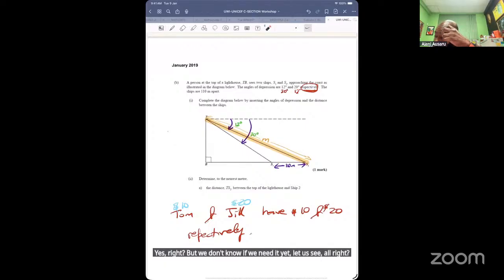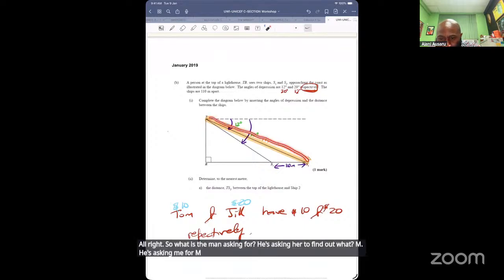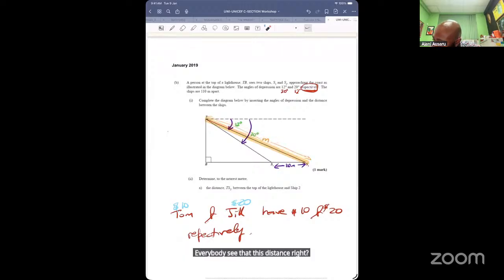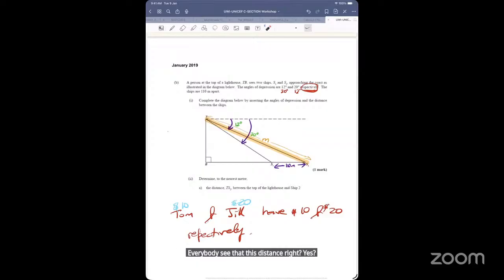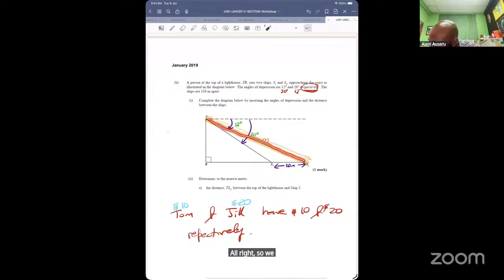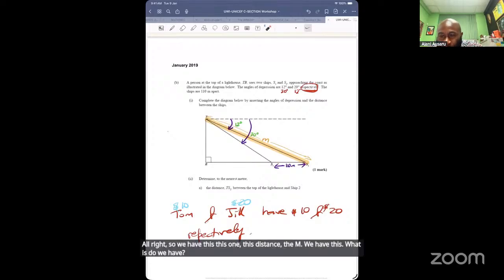All right. So what is the man asking you for? He's asking you to find out what? M. He's asking you for M, which is a distance TS2, right? Everybody see that? This distance, right? Yes, sir. All right. So we have this distance, the M. We have this. What else do we have? Which triangle do we want to use? We have a lot of triangles here.